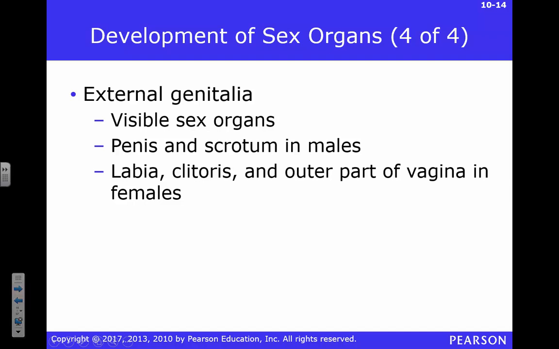There are the external genitalia. I think most of you know what those are. We'll talk a little bit about them as we need to.